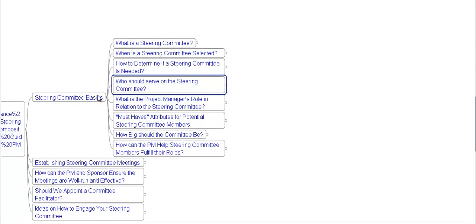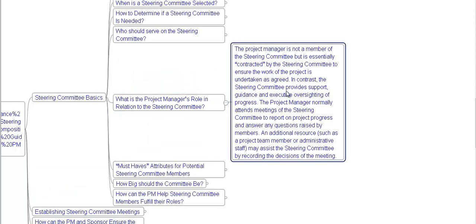What is the project manager's role in relation to the steering committee? The project manager is not a member of the steering committee but is essentially contracted by the steering committee to ensure the work of the project is undertaken as agreed. In contrast, the steering committee provides support, guidance, and executive oversight of the progress. The project manager normally attends meetings of the steering committee to report on project progress and answer any questions raised by members, and additional resources such as project team members or administrative staff may assist the steering committee by recording the decisions of the meeting.